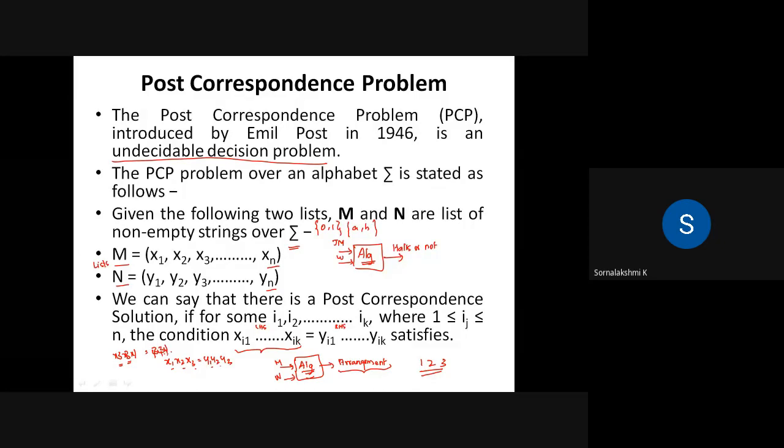Why are these three used? Using these three, you can decide if a problem is undecidable or not. Okay, so we are going to see the reduction concept today.